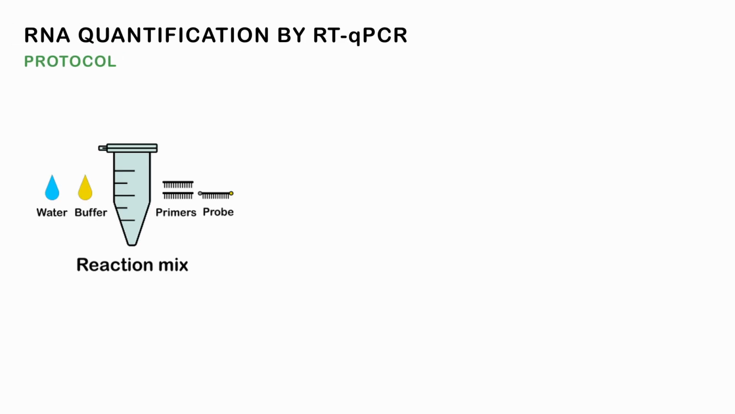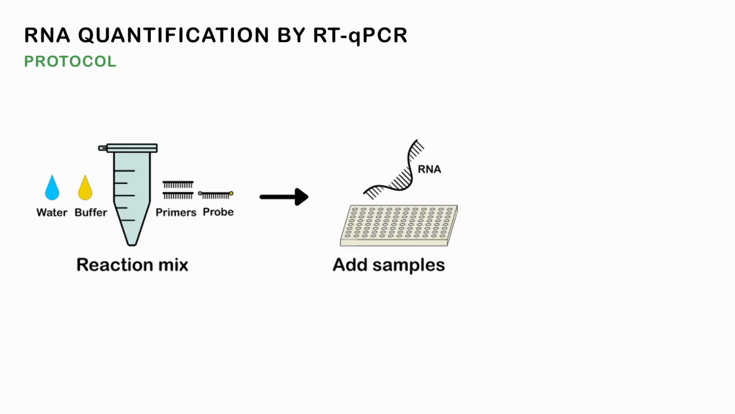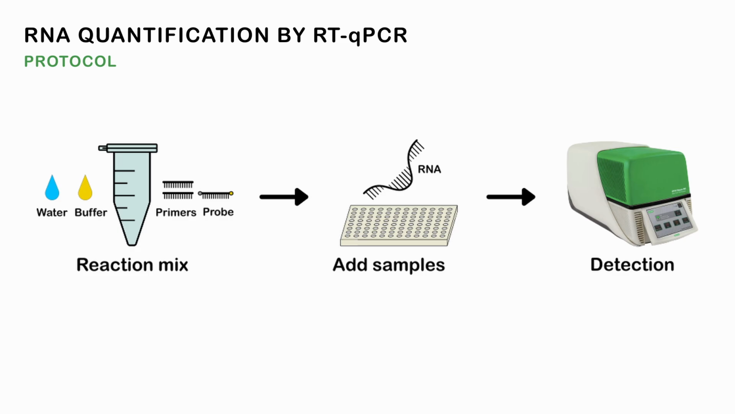A reaction mix is prepared that contains everything needed for RT-qPCR. The extracted RNA samples are then added to the reaction in 96-well plate format. Samples are then run on the thermocycler and RNA is quantified.